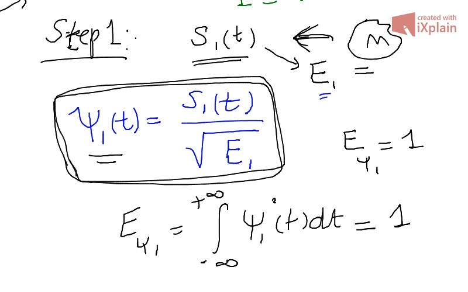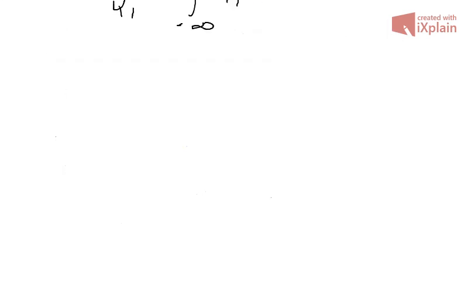So this is our first orthonormal signal, which we form from S1. So in step number 1 we get psi 1 of t. Now in step number 2 we have to take another waveform. So I would like step number 2.